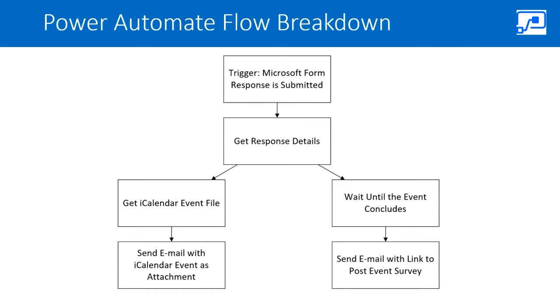Starting with the iCalendar invite email, we first need to get the iCalendar file itself. In our case, we will be storing the iCalendar file in OneDrive, but it could be stored anywhere that Power Automate can access, such as SharePoint or OneDrive. Then we will send an email with that iCalendar event as an attachment. The second branch will be to wait until the event concludes. Once that happens, we want to send an email with a link to the post-event survey.